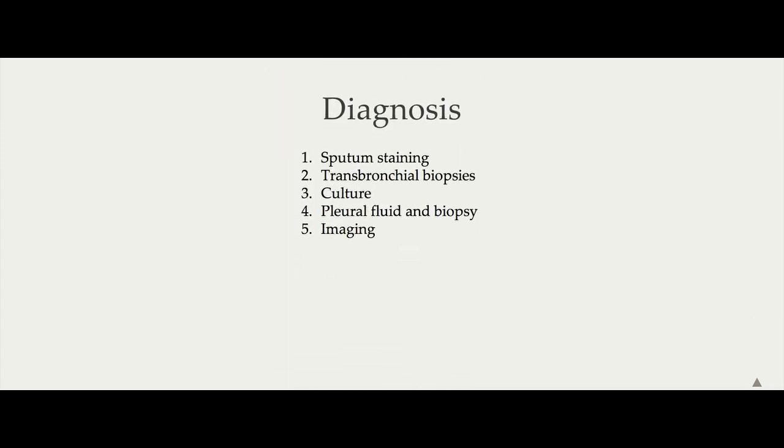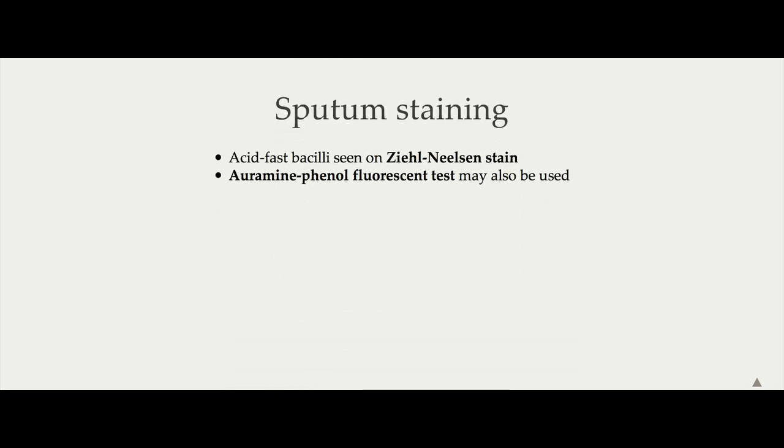So, let's move on now to talk about diagnosis. Diagnosis in TB can be quite tricky, but there are 5 important modalities to be aware of. These are sputum staining, transbronchial biopsies, culture, pleural fluid and biopsies, and finally imaging. And we're going to now talk about each of these in turn. Let's start with sputum staining. The classical things seen here are acid-fast bacilli seen on a Ziehl-Neelsen stain. However, sputum can also be stained using auramine phenol fluorescent tests.